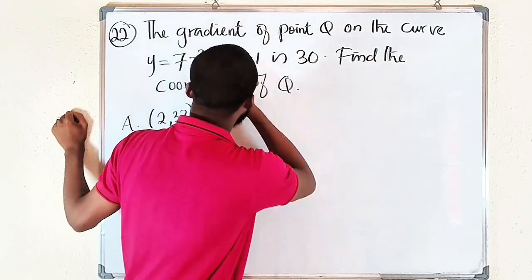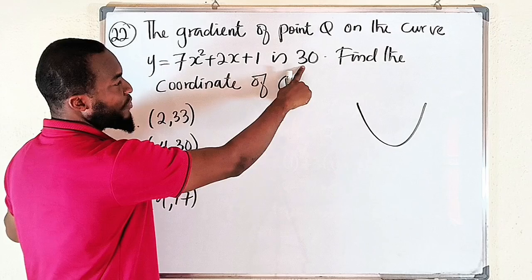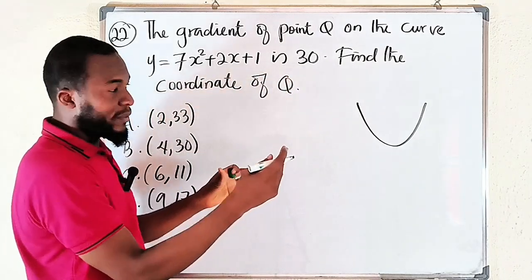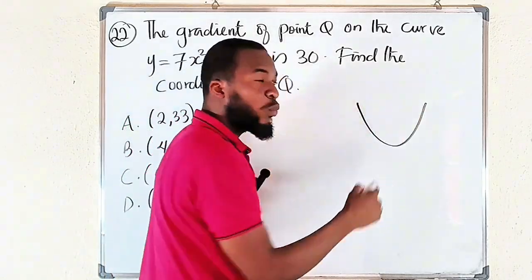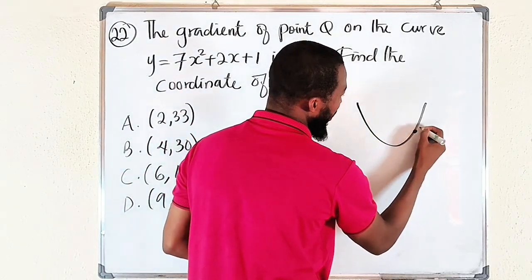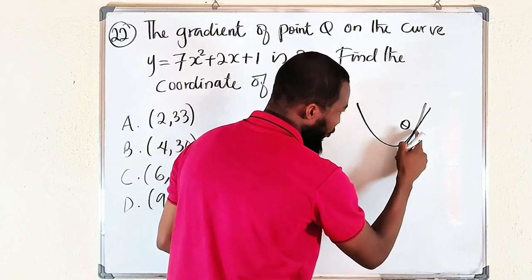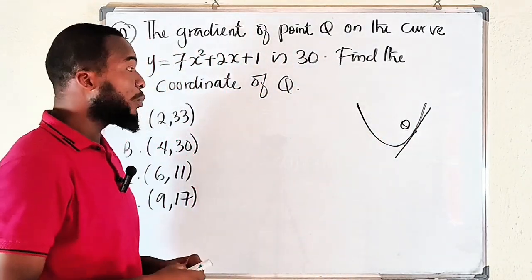But remember, this curve is an open up parabola. And since the gradient, you can see the slope is positive, it means it is around where the curve is increasing, somewhere situated here. Maybe we have a point Q here. So we have a straight line here, touching the curve at exactly one point.